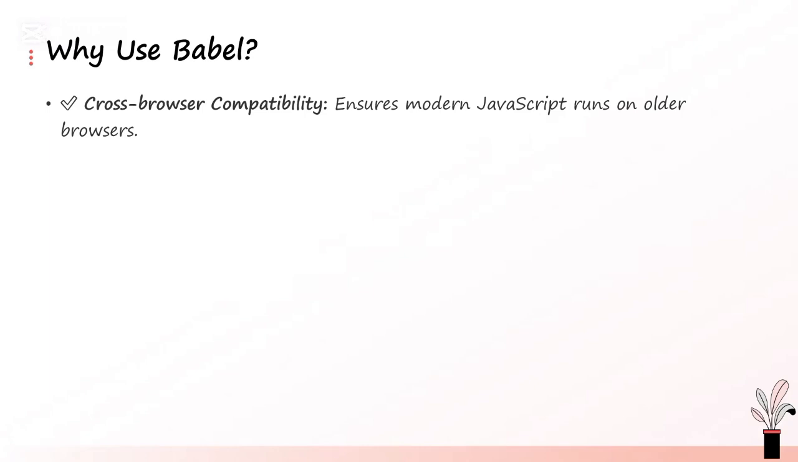For cross-browser compatibility. It ensures that modern JavaScript runs on older browsers. Older browsers might not have implemented new JavaScript features, so they will not understand it. Since it doesn't understand it, you need to transpile those new features of JavaScript into what the older browsers can understand.